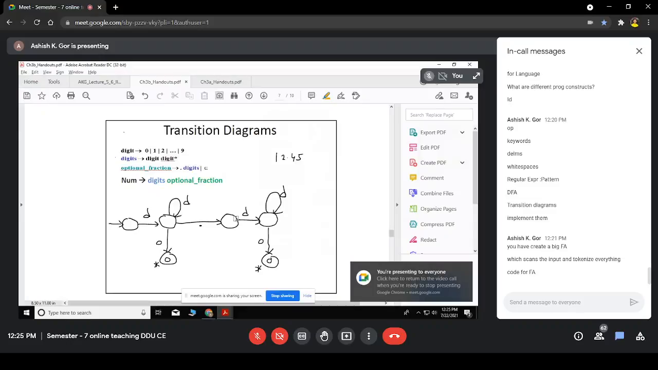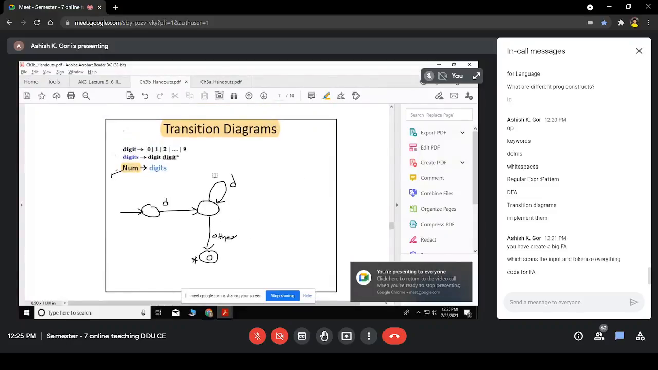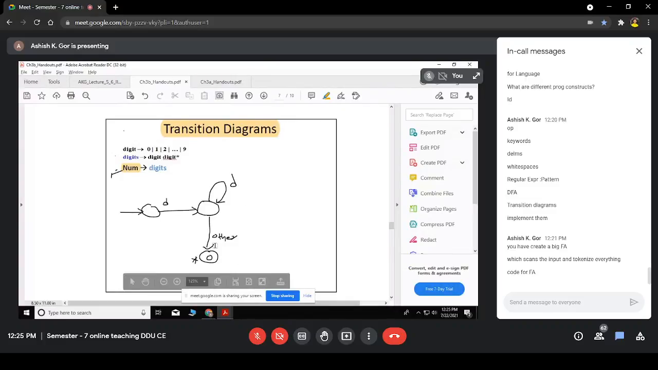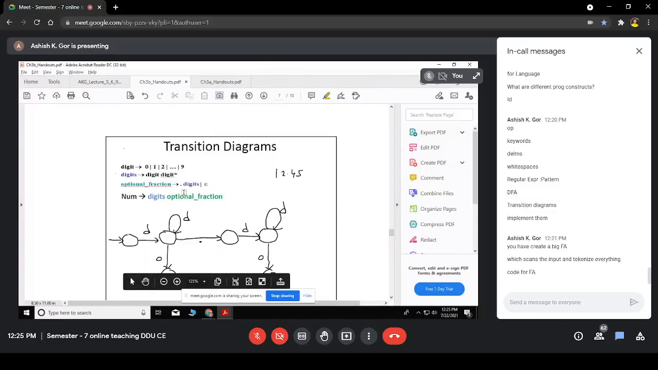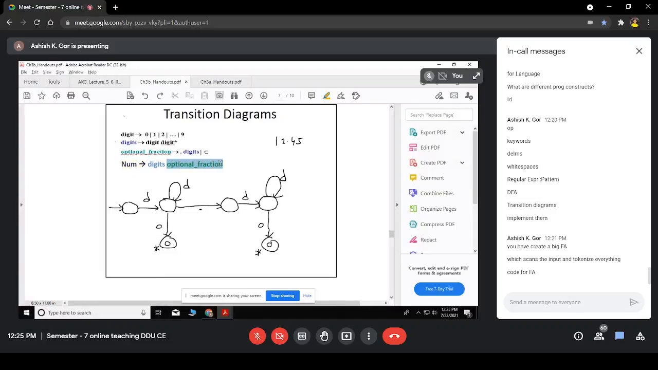Okay. Same way, if I extend this, earlier it was just for simple numbers. Now I want numbers with an optional fraction. So what do I do? I just add one more thing, an optional fraction: digits followed by an optional fraction. What is an optional fraction? Either a dot followed by digits, or null.